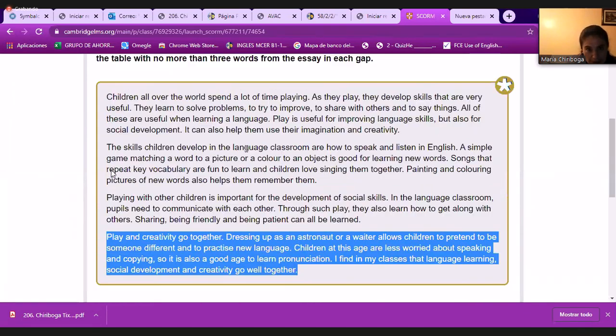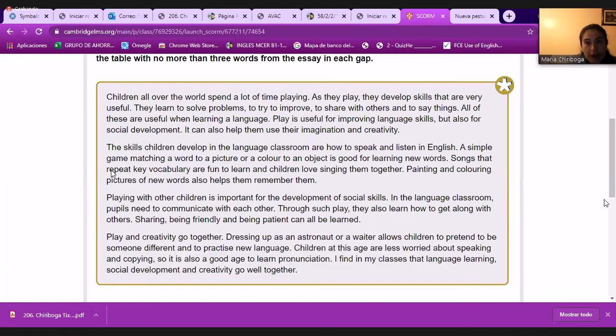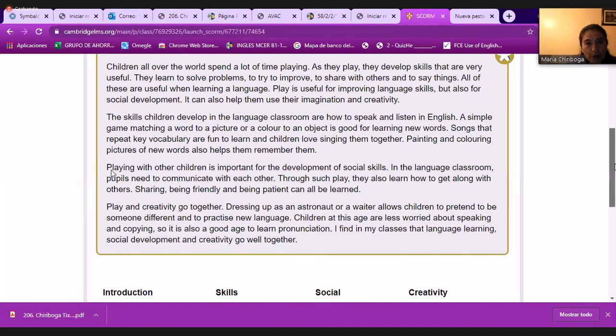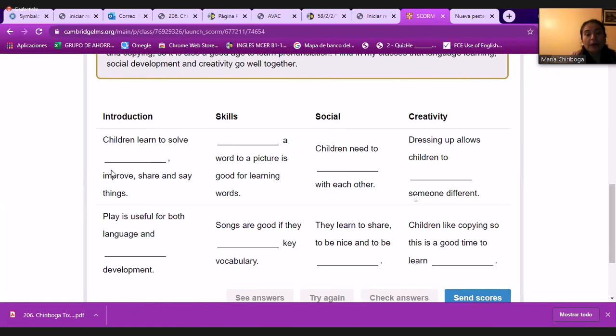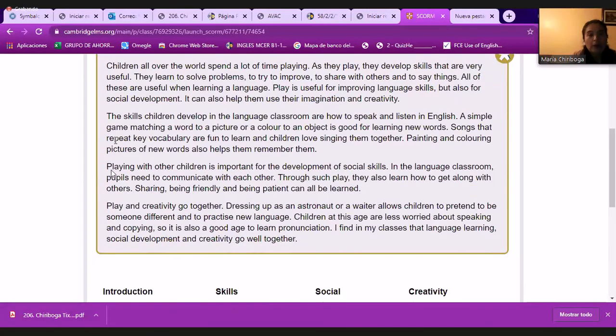My dear students, please analyze carefully the reading. Now you have to complete here. Children learn to solve. What a skill, okay? Let me put the picture here. So you have to complete information about introduction, skills, social and creativity. So you have to complete the spaces. You tell me, please check, maybe you want to see, okay?